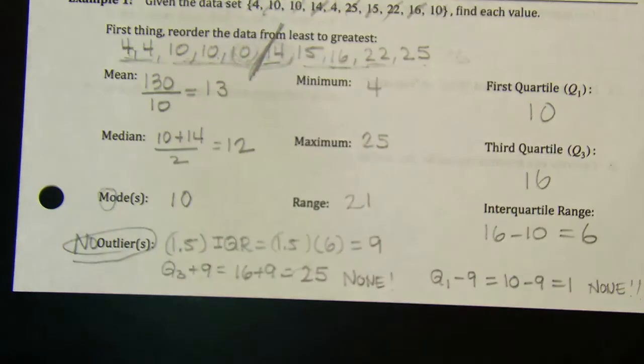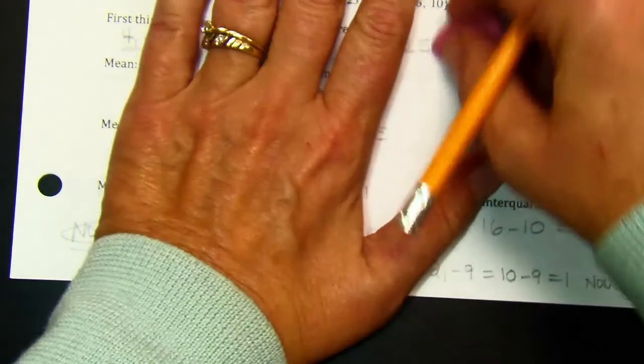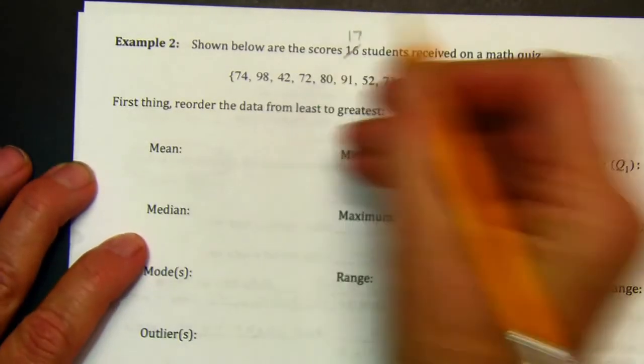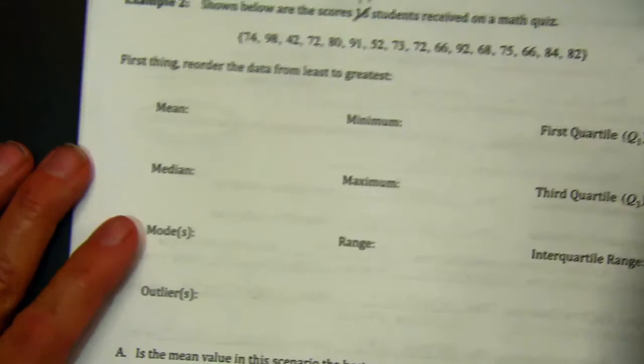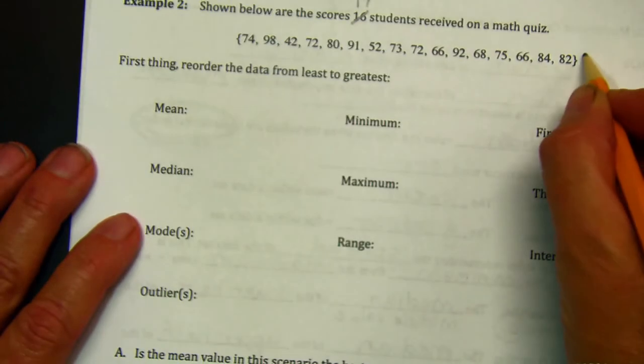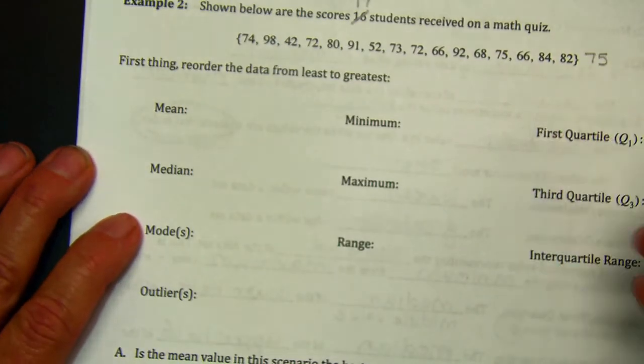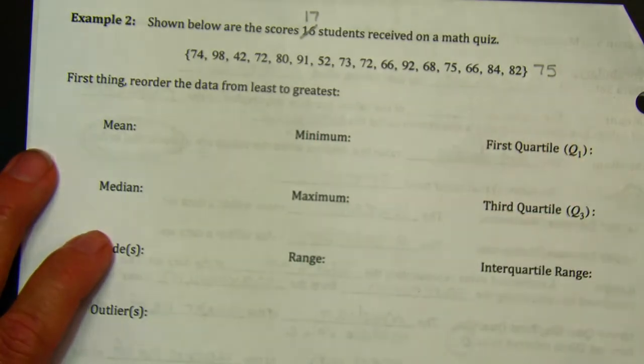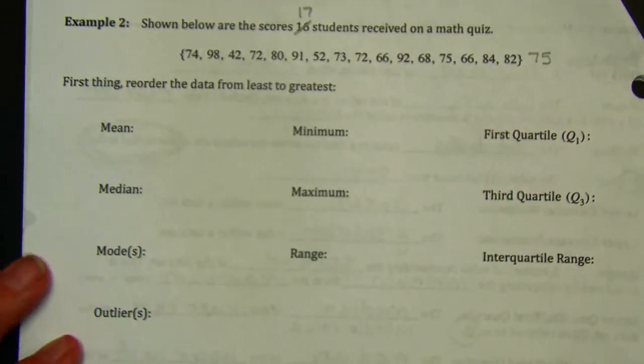Okay. All right, let's look at the next data set. This is the problem that we changed just slightly. So these are the scores of 17 students that they received on a math quiz. One student took it late and they got a 75. So that number gets added to the list.